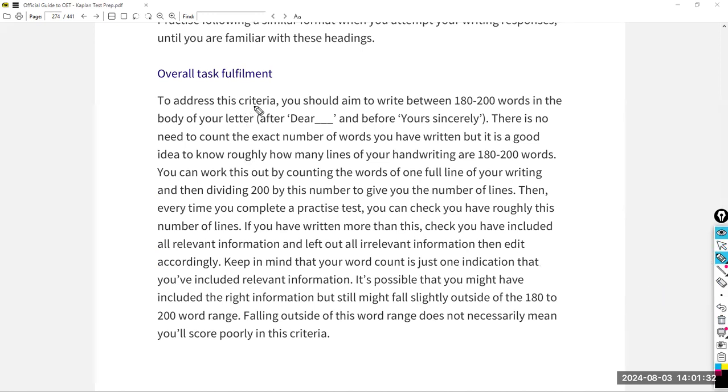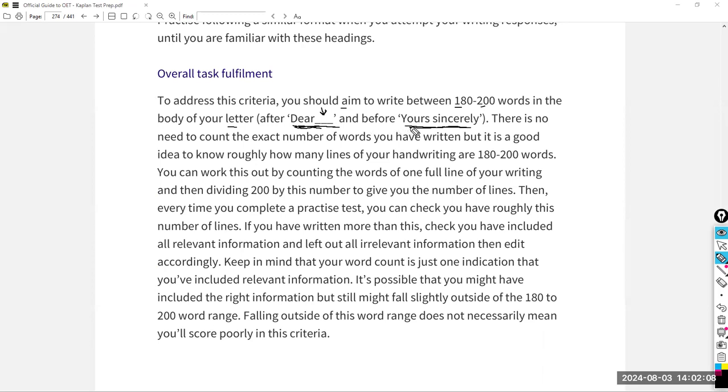To address this criteria, you should aim to write between, as we said, 180 to 200 words in the body of your letter. After dear, you have to mention the name. Absolutely, as I told you, the first letters of the name should be capitalized, after dear, and this is called the opening statement. And before yours sincerely, this is called the closing statement. These two parts are really important. This is called the opening statement and the closing statement.